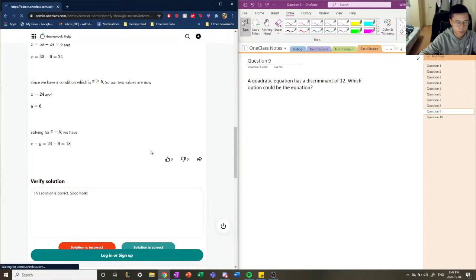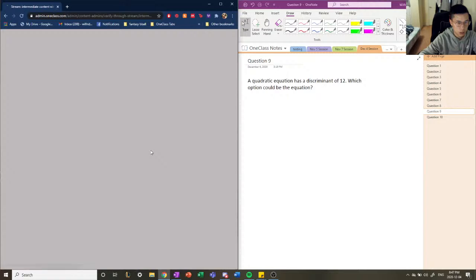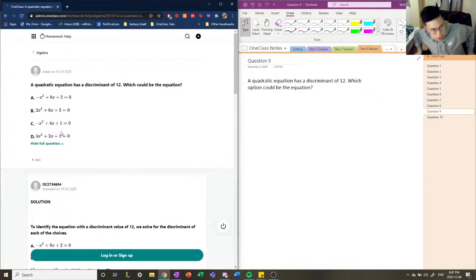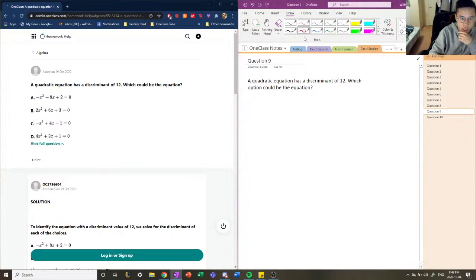Okay. All right, great. So the next question reads: a quadratic equation has a discriminant of 12. Which could be the equation? So the discriminant is a formula which helps us determine the number of zeros that a quadratic function has. The discriminant can be written out like this: discriminant d is equal to b squared minus 4ac.